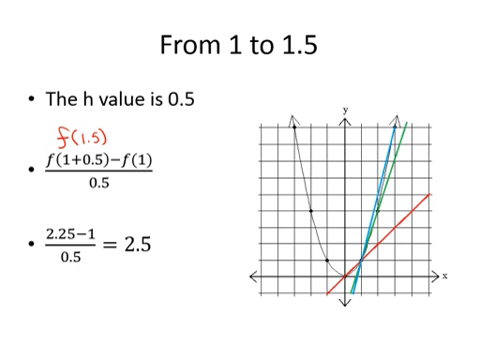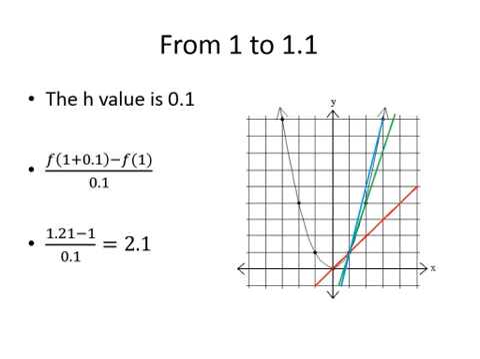Now, do you think that's it? Well, we can probably get a little closer. So the last one we're going to go is 0.1. So when we plug in 0.1, we'd have f of 1.1 minus f of 1 all over 0.1. And we would go through and solve it. 1.1 squared is 1.21 minus 1 all over 0.1 gets us 2.1. So as you see, we got closer and closer and closer, and now we're getting closer.